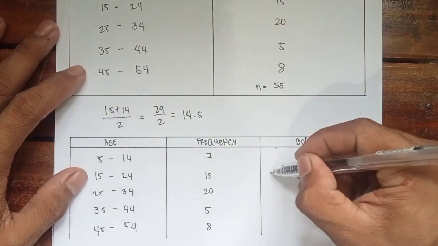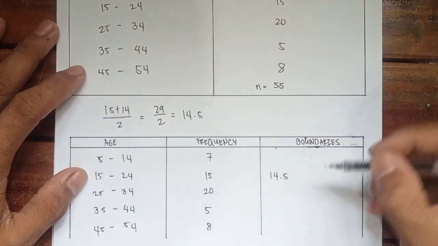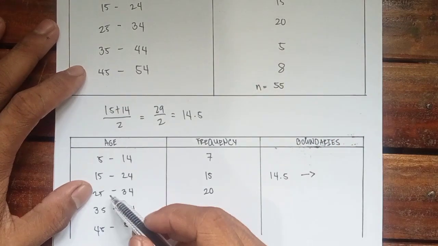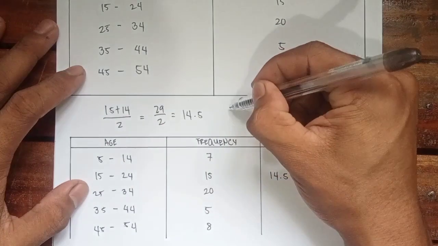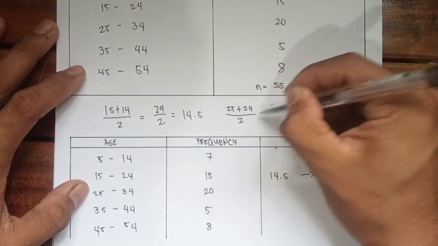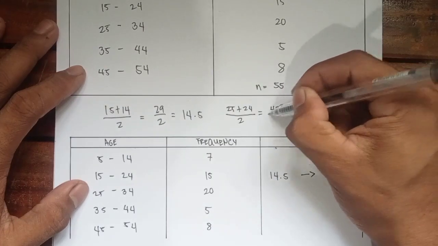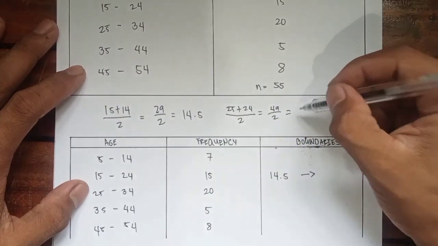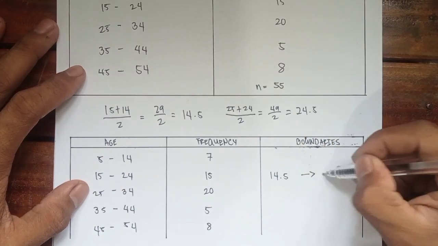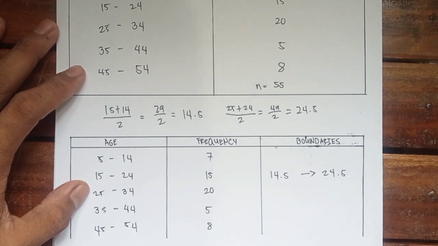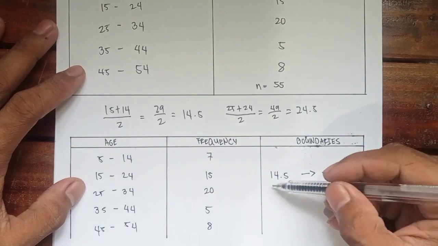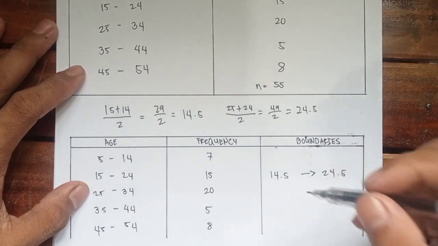Next, ilagay natin dito is 14.5. So, ilagay natin ang arrow. So, ito naman na 25 and 24. So, 25 plus 24 over 2 equal to 49 over 2 is equal to 24.5. Ang gagawin lang po natin since the range is 10, add lang po natin sa 10.